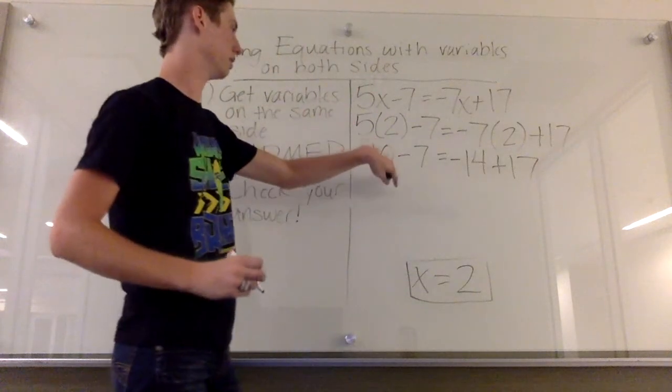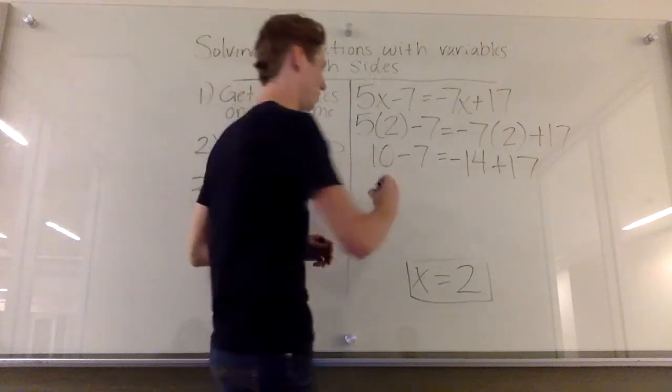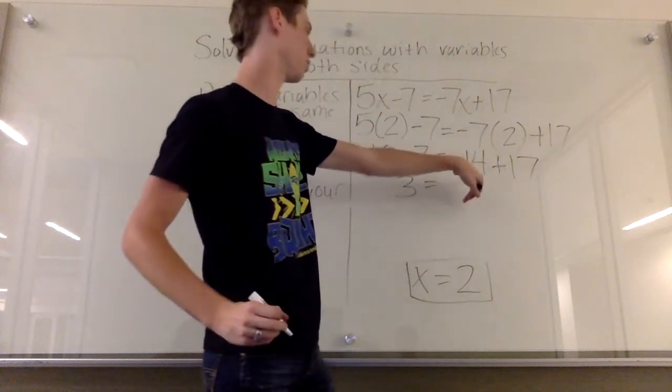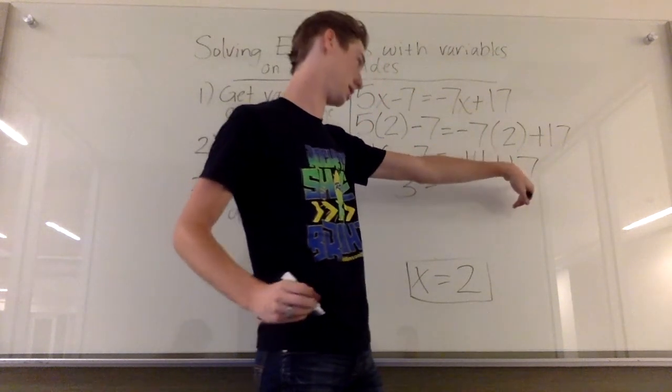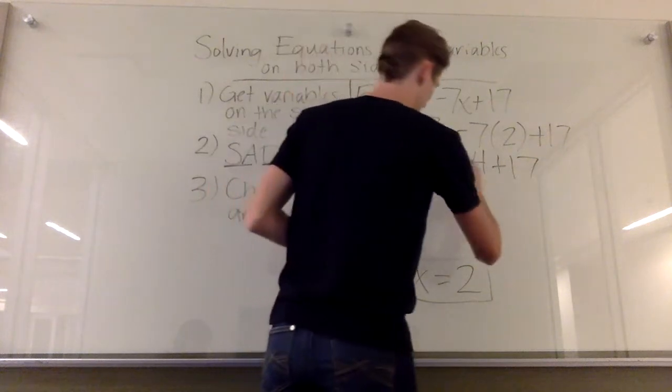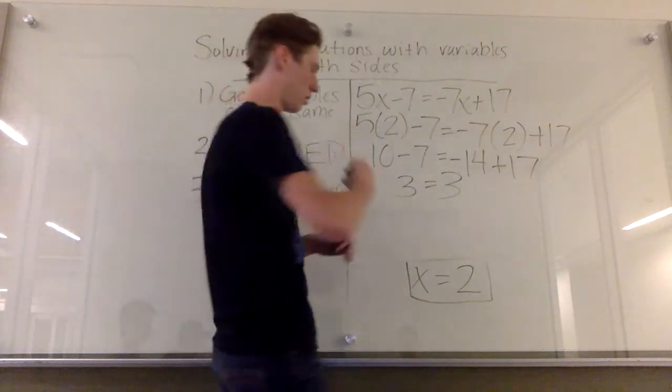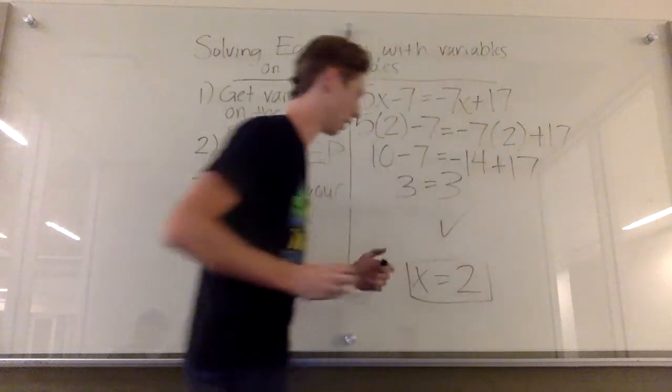All right. Next one is 10 minus 7, which is 3, equals negative 14 plus 17 is going to also be 3. So if we've got a true statement, we know that our answer is correct, and we've now checked our answer.